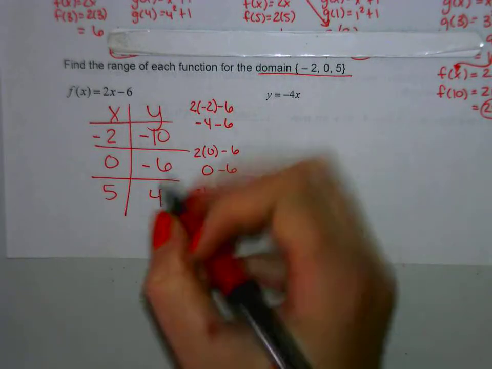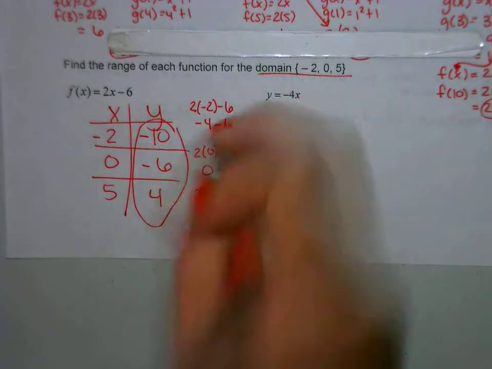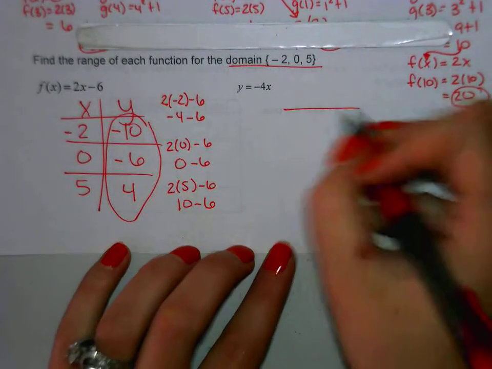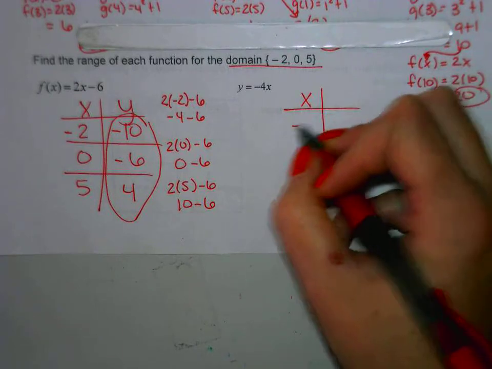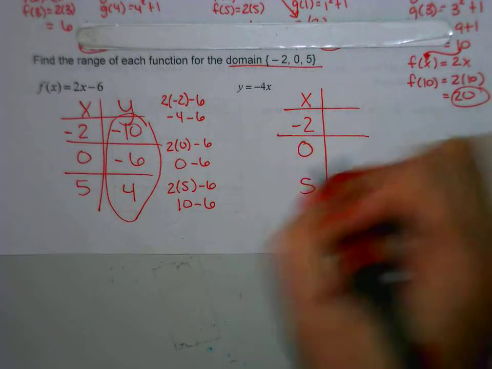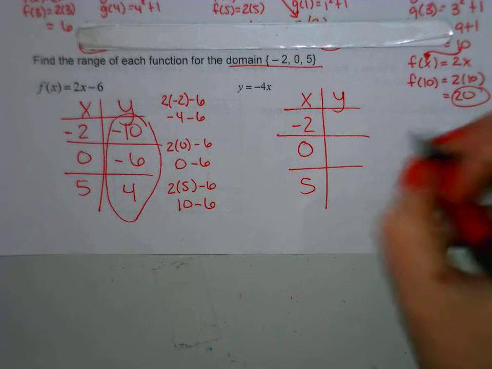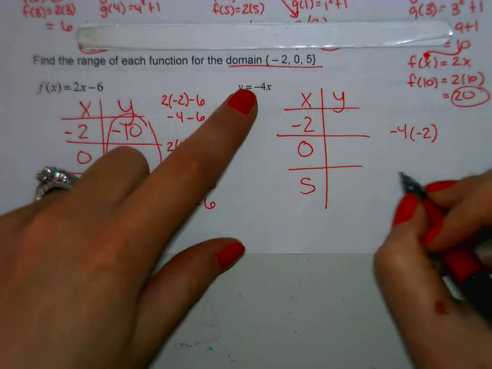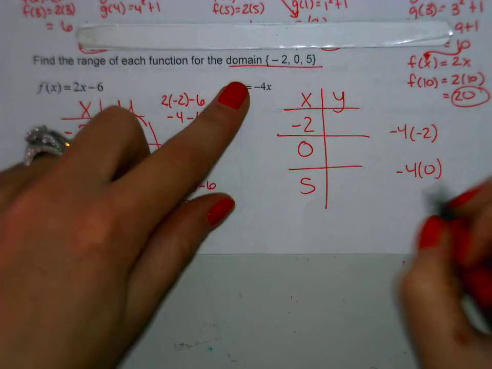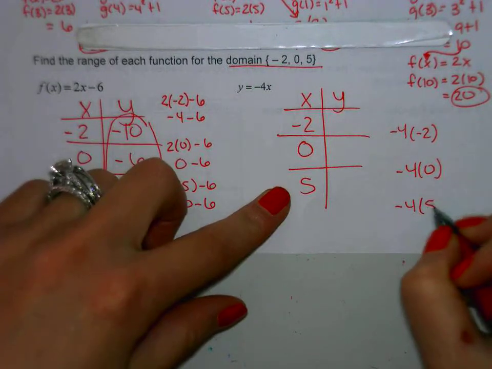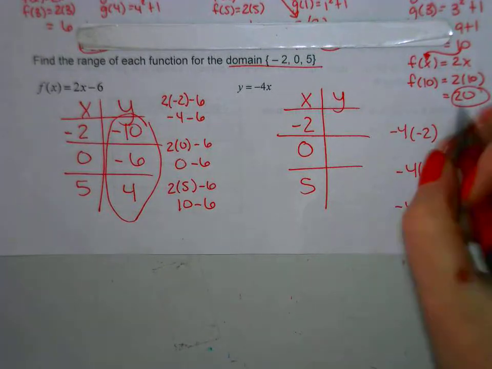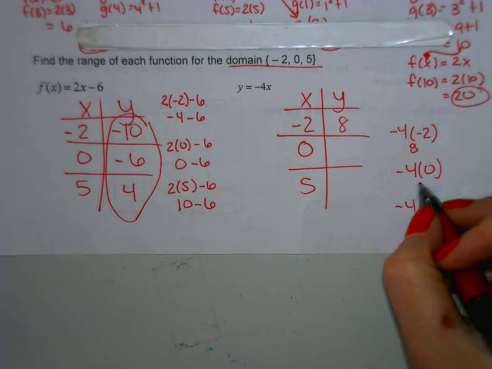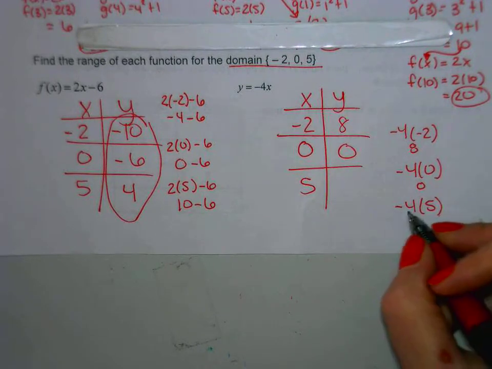So let's look at this last problem. Same domain. We have -2, 0, and 5. So we want to find our ranges. So we have -4 times -2, -4 times 0, and -4 times 5. So -4 times -2 is +8. -4 times 0 is 0. -4 times 5 is -20. So our range values are 8, 0, and negative 20.